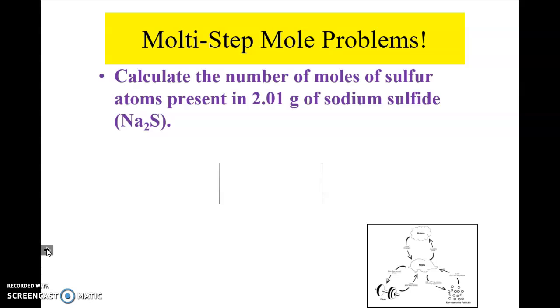Okay, second multi-step problem. Calculate the number of moles of sulfur atoms present in 2.1 grams of sodium sulfide. So this one, a little bit more difficult. Let's look at our map. It says calculate the number of moles. So I'm looking for the center, and I'm starting with grams over here in mass. It looks like a one-step problem, but let's check it out.